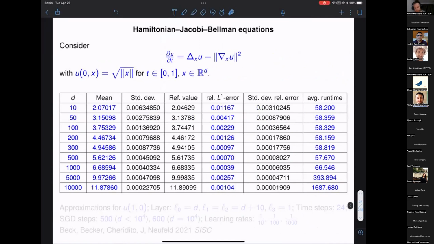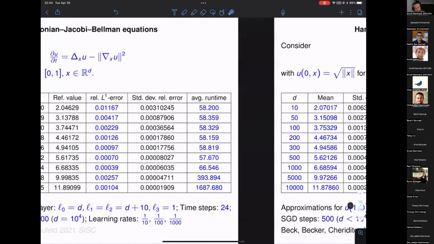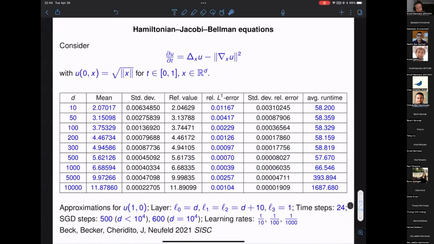Okay, so this is just one example. These are all approximations for the solution of the PDE at time 1 at 0.0. And you see these are some hyperparameters for the approximation scheme. You can find this simulation in the below mentioned reference. This is not the scheme from this work with Chicken Han and Wayne that I mentioned, but another variant.